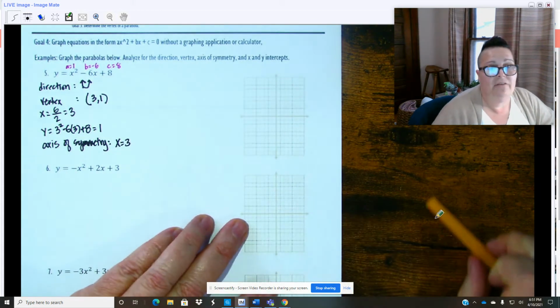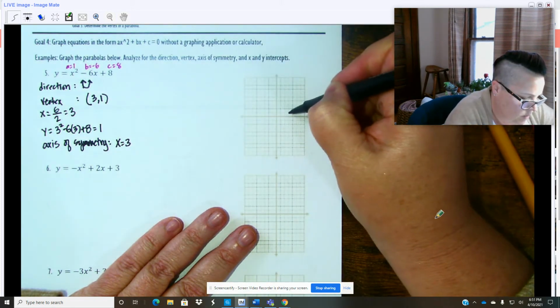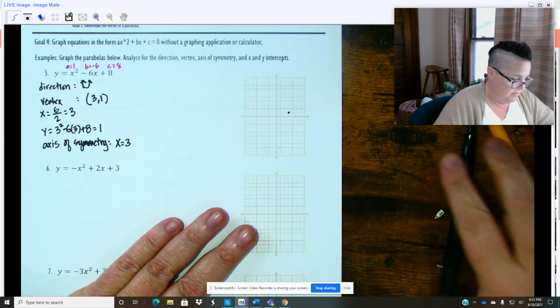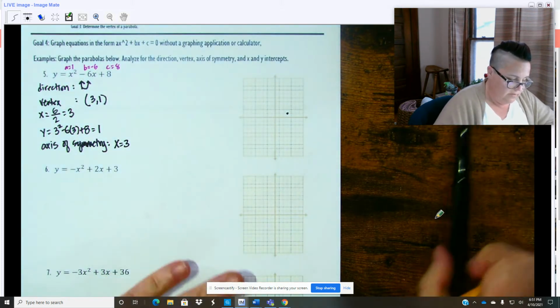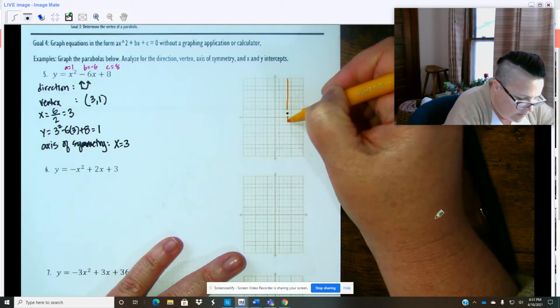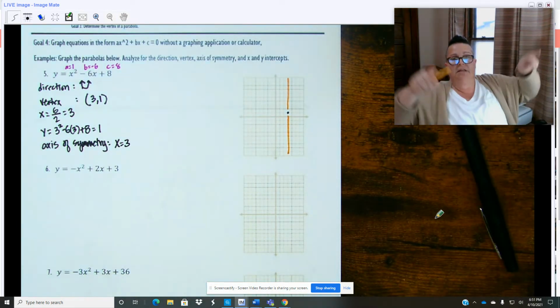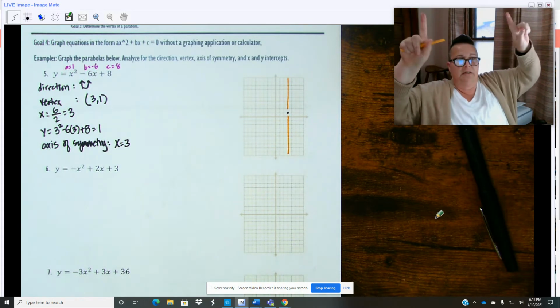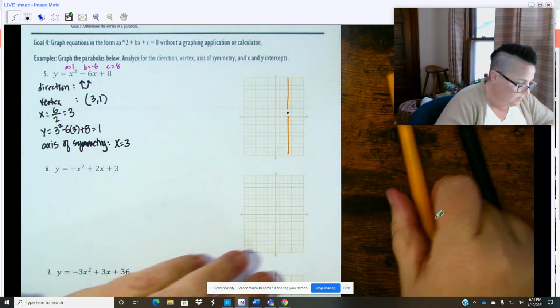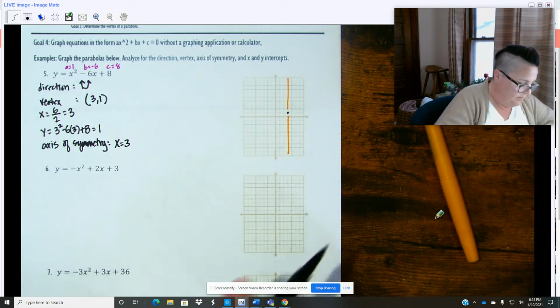So right now I have a point. I know I have a point at 3, negative 1. So that's going to be my axis. My axis of symmetry is going to be the vertical line that goes through that. So that's going to be my axis of symmetry. Okay. And I know it's going to go up. So I know it's going to come up from there. All right. So now I need my x-intercepts and my y-intercepts.